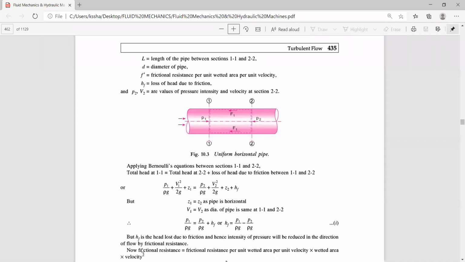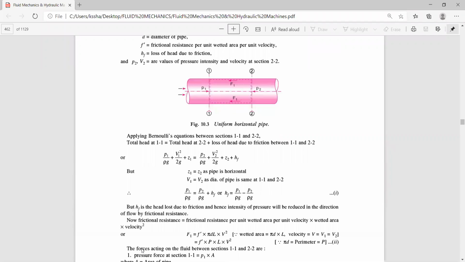So HF is the head loss due to friction and hence intensity of pressure is reduced. If, suppose, the amount of water coming out from the outlet is reduced, why is it reducing? The intensity of pressure is reducing due to frictional resistance. So now we need to calculate frictional resistance. So your frictional resistance is equal to frictional resistance per unit wetted area per unit velocity into wetted area into velocity square.